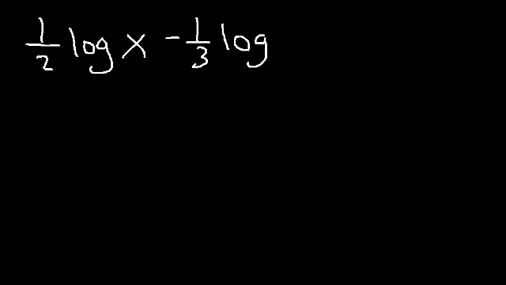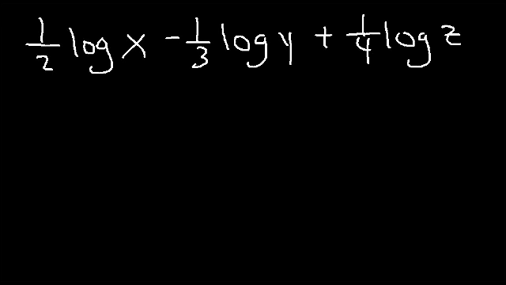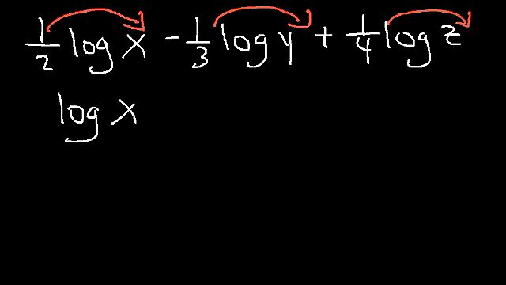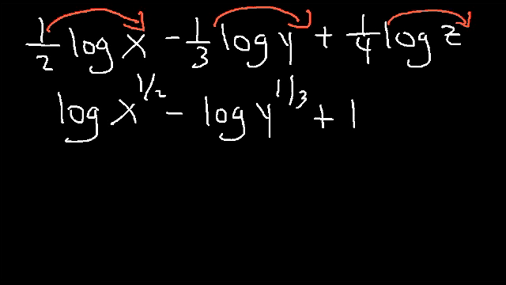Now let's try one more example on condensing log expressions into a single log. So try this one. Just like the last example, we need to move the coefficients to their respective exponent positions. So this expression is equivalent to log x raised to the 1/2 minus log y raised to the 1/3 plus log z raised to the 1/4.